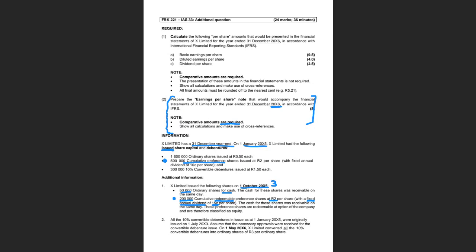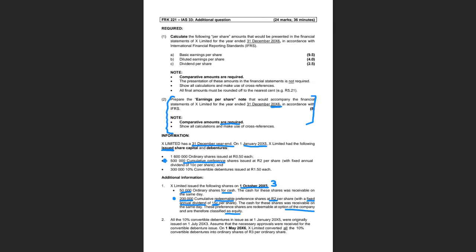Let's continue reading. It says the cash for these shares was received on the same day. The preference shares are redeemable at the option of the entity, and therefore they are classified as equity. Now, in this course, we're only going to be doing preference shares as equity. We're not doing liability preference shares. You can read that, but it's not going to change anything materially for you guys.